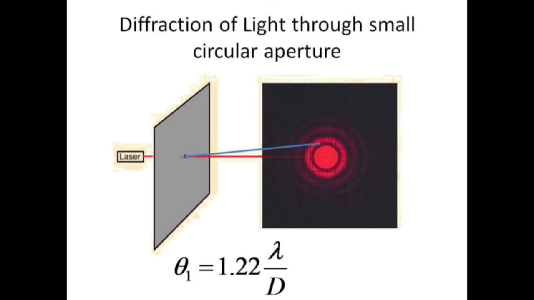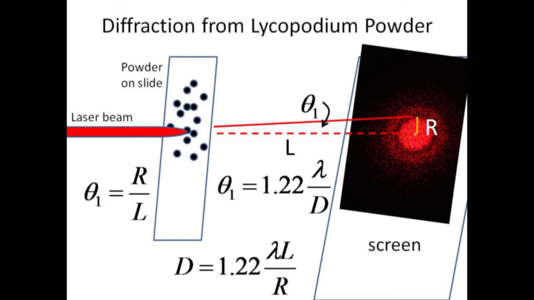When light shines through a circular aperture, a circular diffraction pattern of concentric rings is formed. The angle in radians of the centered bright circle is given by 1.22 times the wavelength divided by the diameter of the aperture. A similar diffraction pattern emerges when light strikes a collection of randomly placed circular obstacles. We will place Lycopodium spores on a microscope slide and shine a laser through. The angle is found from the ratio of the radius of the bright spot r divided by L. Knowing the wavelength of the light, we can determine the diameter of the tiny spores.